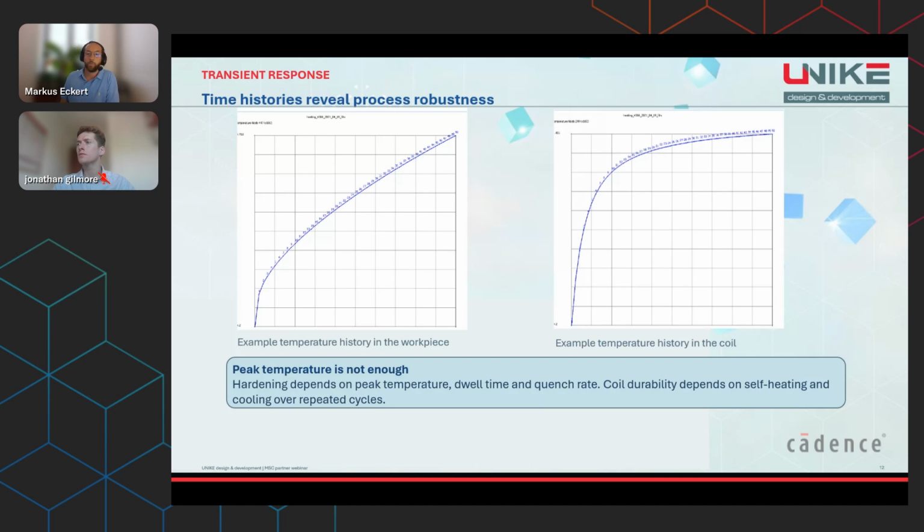In parallel, we must monitor the coil itself. How much does the copper inductor heat up? Is the cooling sufficient? What does the load look like over repeated cycles? The transient curves are therefore a robustness indicator. They show whether an apparently good snapshot also works as a process window.